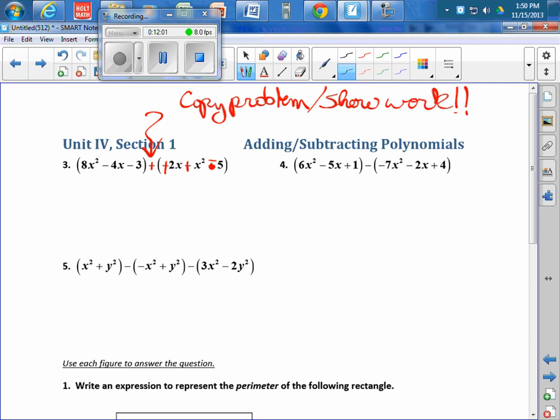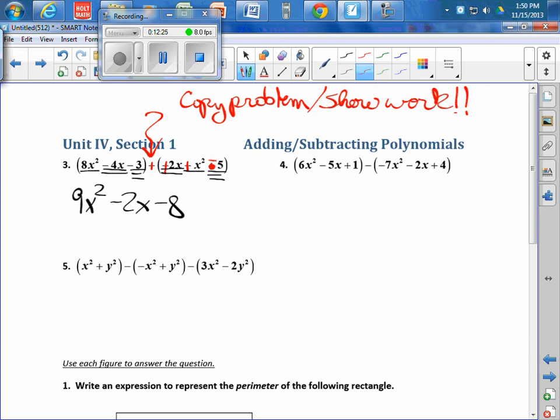All right, so here's, if you'd copied the problem down on your paper from the book, you would have written this down and then changed everything like I did right here. And I have 8x squared plus x squared is 9x squared. Negative 4x plus 2x is negative 2x, and negative 3 minus 5 is negative 8.